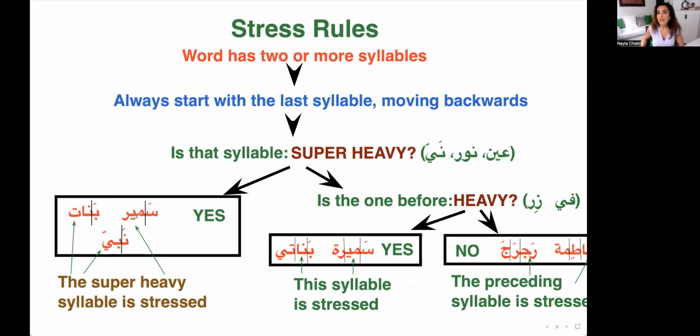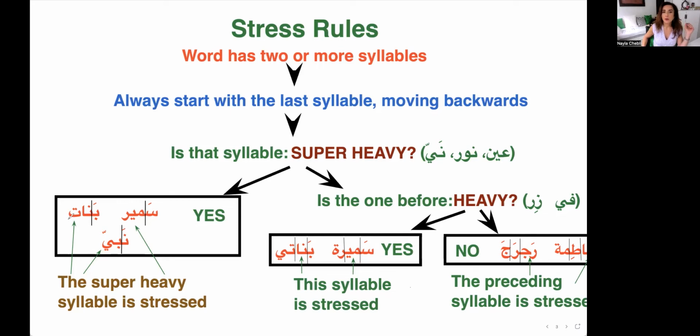For example, Samir, is the last syllable super heavy? Yes. Mir, sa, mir. Mir is the last syllable. It is super heavy because it's made up of a consonant, long vowel, consonant. So this is where my stress lies. Listen, Samir, Samir.